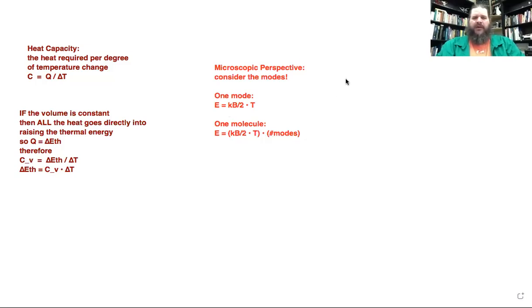And you could almost think of this as like a unit conversion thing. We have kB/2 times temperature is the energy per mode. And we're multiplying that by number of modes per molecule. If you multiply energy per mode times modes per molecule, what's going to happen? Modes and modes cancel out. We just get energy per molecule, which is exactly what we're looking for here.